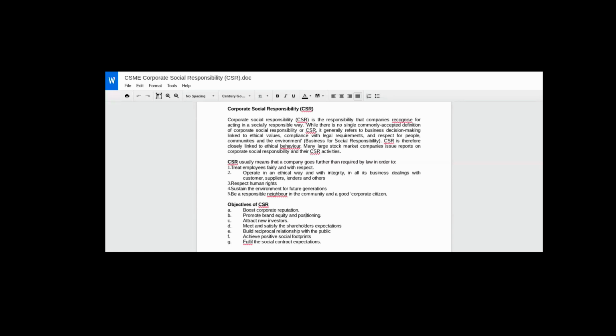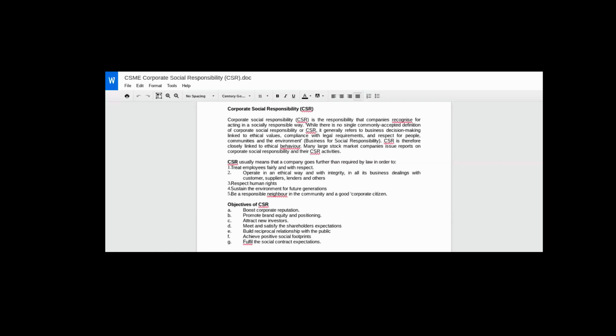Three, we are doing CSR to attract new investors. Four, to meet and satisfy the shareholders' expectations. Because this type of CSR is one of the expectations of the shareholders that own and finance the organization, because they believe that CSR shows ethical and moral compliance. With CSR, it will give them good reputation. So with CSR, it will improve the company's competitiveness and brand acceptability.